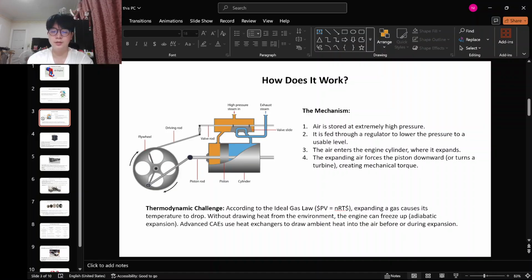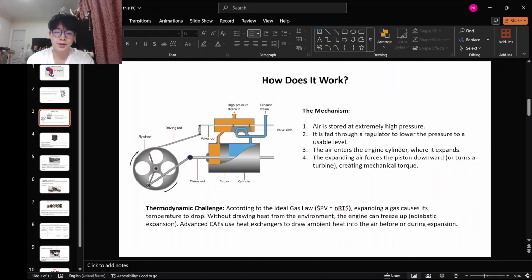How does it work? There are four different steps. The first one, air is stored at extremely high pressure. Two, it is fed through a regulator to lower the pressure to a usable level. Three, the air enters the engine cylinder where it expands. Four, the expanding air forces the piston downward or turns a turbine, creating mechanical torque.